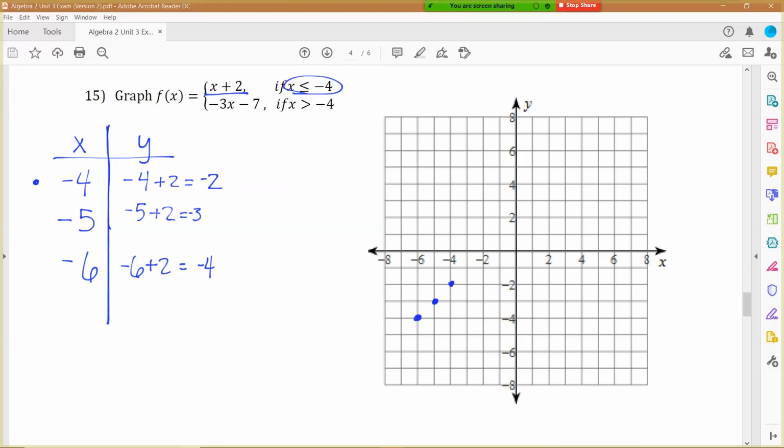Which way will my arrow go when I draw this in? To the left or to the right? Which way is this pointing? To the left. My arrow must go to the left. So this is my starting point. It's going to go this direction forever and ever. Are we okay with the first half?